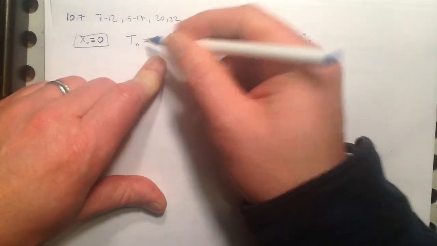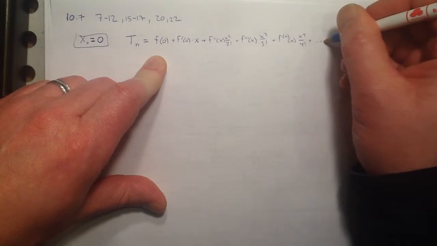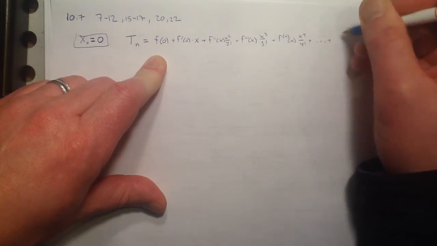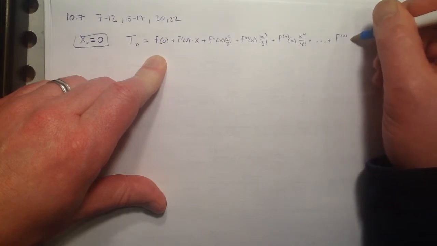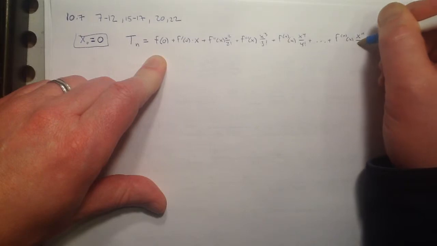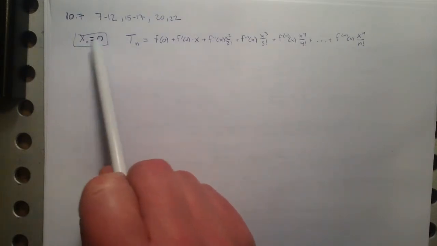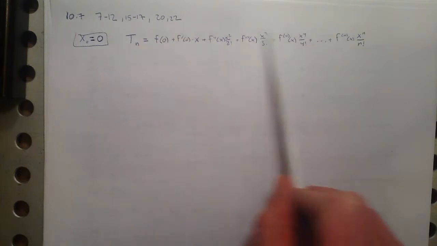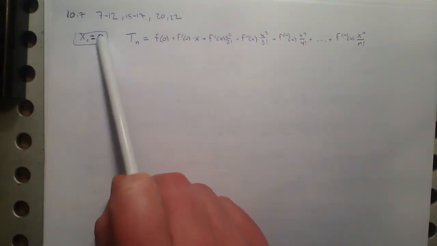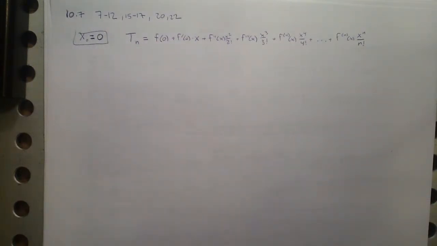And if we wanted to find the nth one, we would just go dot, dot, dot, all the way up to the nth derivative times x to the n over n factorial. So that's what the nth Taylor polynomial would look like at x sub 0 equals 0. And that's sometimes called the Maclaurin polynomial for that special case where we're doing it at 0.